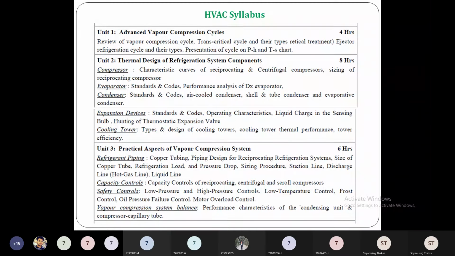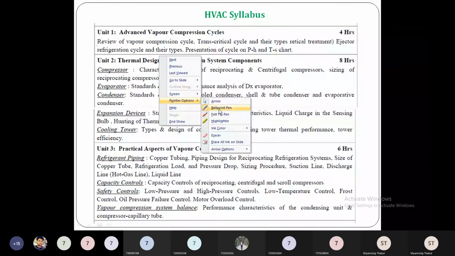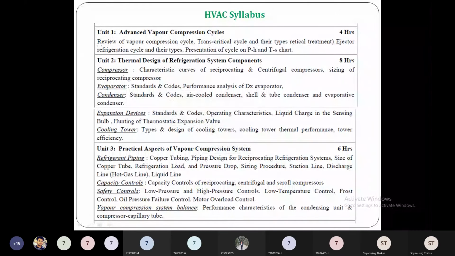Now here you have to first of all study the background, that is a review of vapor compression cycles. Then the transcritical cycles, and you have to study their theoretical treatment and numerical treatment. Then you have to see the ejector refrigeration cycle, their types, and its presentation on the pH and TS chart.